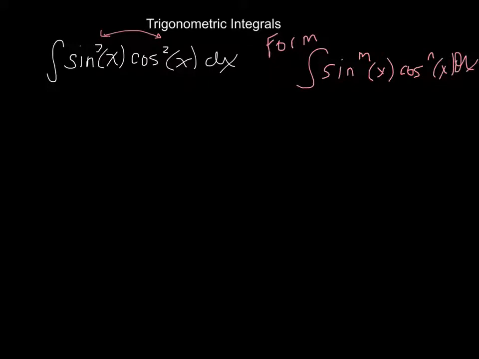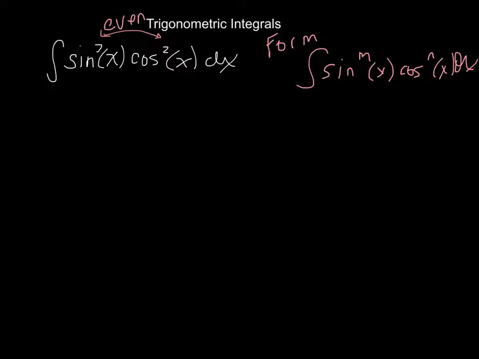Probably one of the easiest ones, well, I don't know if it's the easiest one, but one that we like a lot, is if we can turn these both into even powers, then I can kind of separate them a little bit and do that whole sine squared plus cosine squared equals 1. So that's what I'm going to do.